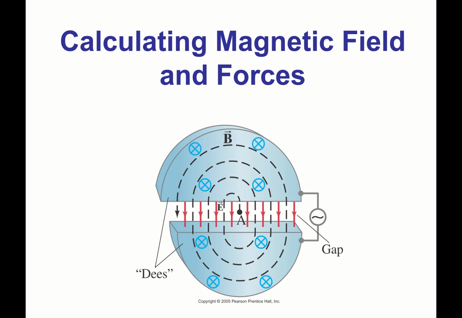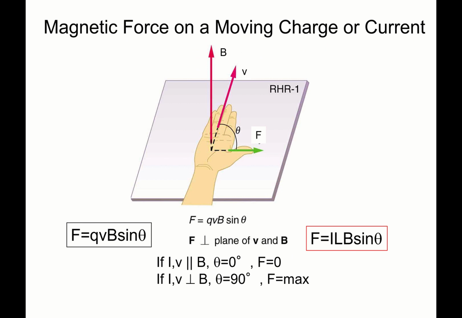So today we're going to talk about calculating magnetic fields and forces. What we learned in the lecture was that you can calculate the force on a moving charge or a current, which is also moving charges, in a magnetic field by using the equation force equals QVB times the sine of the angle between V and B, or the force equals ILB sine theta, where I is the current and L is the length of the wire.